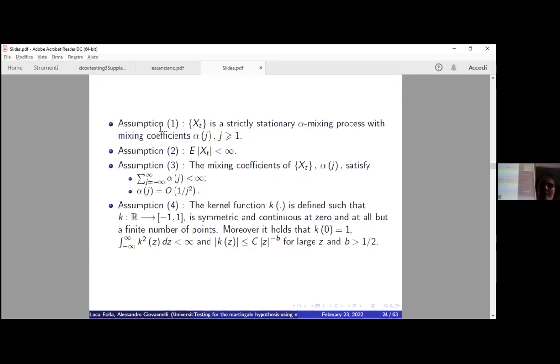Okay, these are the assumptions made by Hong. X_t is assumed to be a strictly stationary alpha-mixing process. The first moment should be finite. These are the mixing coefficients, and then some assumptions about the kernel function. Okay.